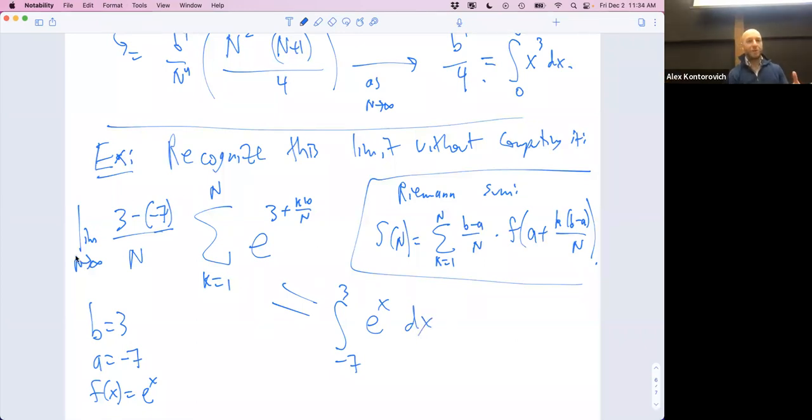So what does this limit represent geometrically? You take the function e to the x. Here's the function e to the x. Here's -7. Here's 3. It's this area. That's what this god-awful limit is. Does that make sense? Question?